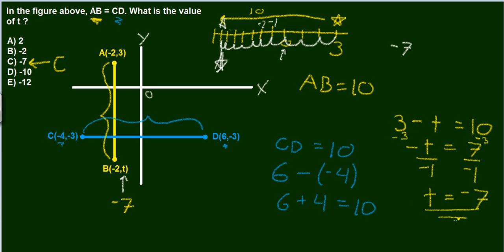And so that's a more algebraic way. You could also do it just by looking at it and reasoning it through in your head. Any way you want is fine. Anyway, the main point is that the answer is C, -7, that is the value of t.